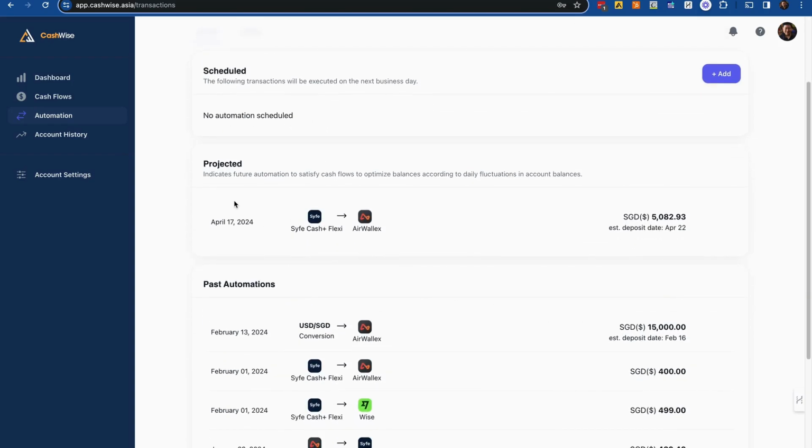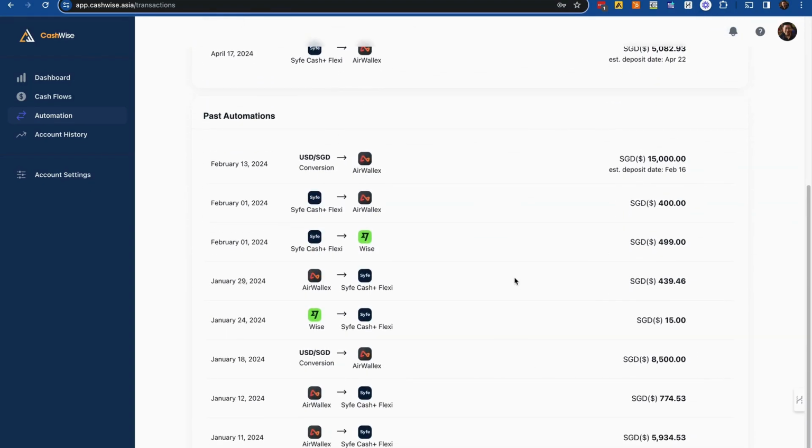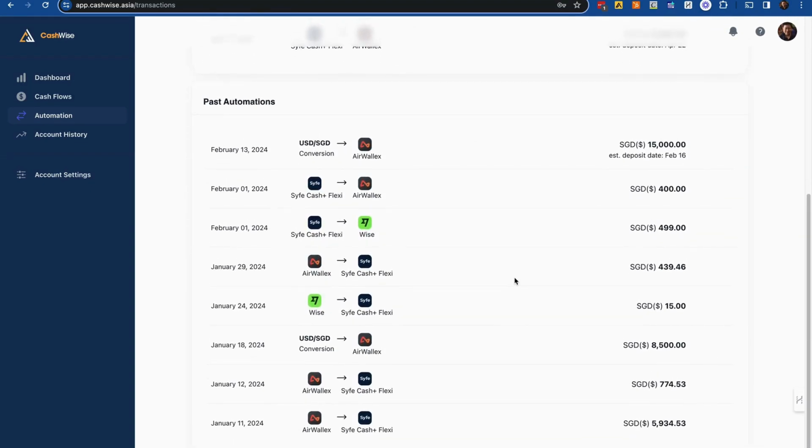Under Projected, these are transactions that are beyond 1 business day down the road, and they provide estimates of dollar values to be moved around. They will be updated when they become a scheduled transaction. And of course, past automations are provided as well.